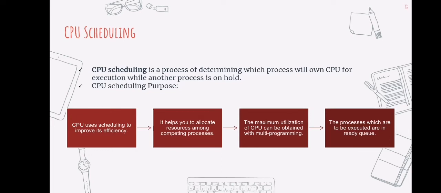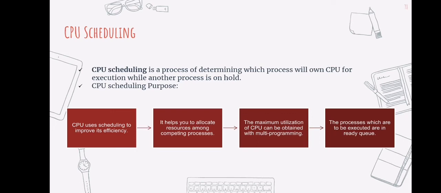Okay, next is the CPU scheduling. So, what is CPU scheduling? CPU scheduling is the process of deciding which process will own the CPU for execution while another is on hold or waiting. The main task of CPU scheduling is to ensure that whenever the CPU is idle, the operating system selects at least one of the processes in the ready queue for execution.